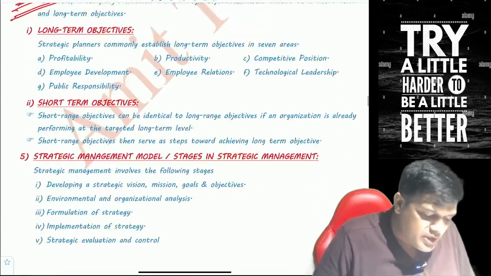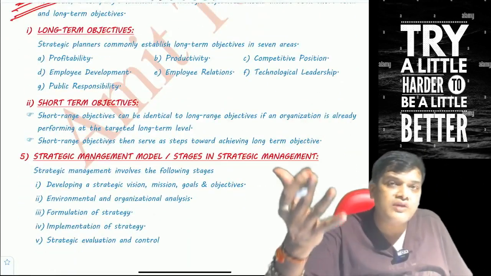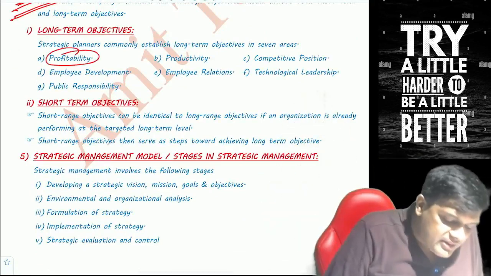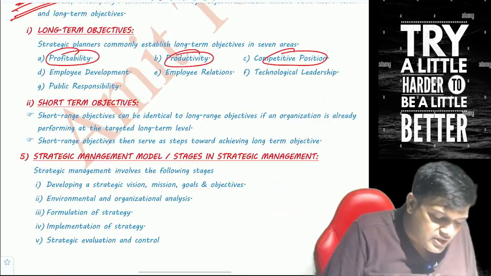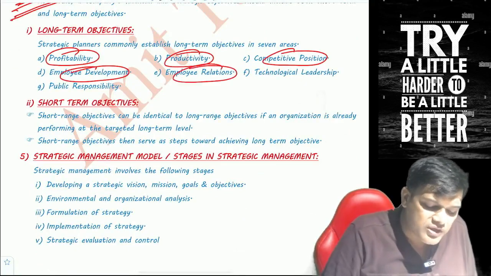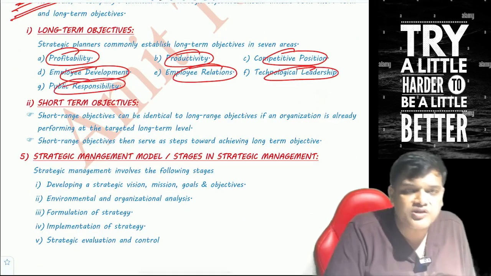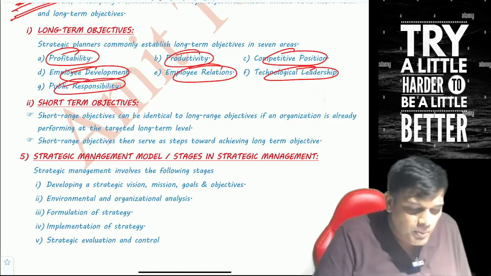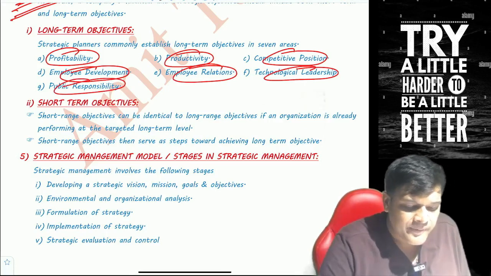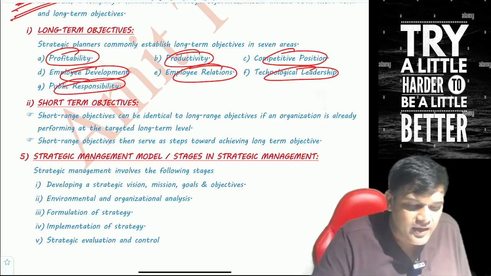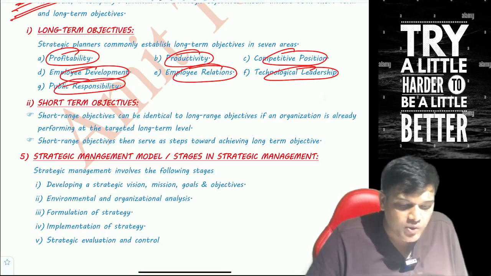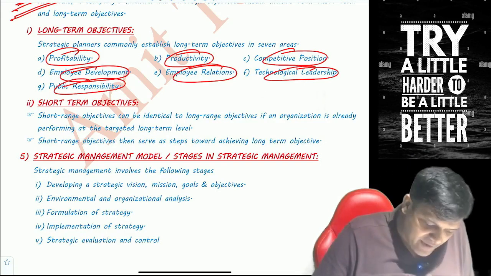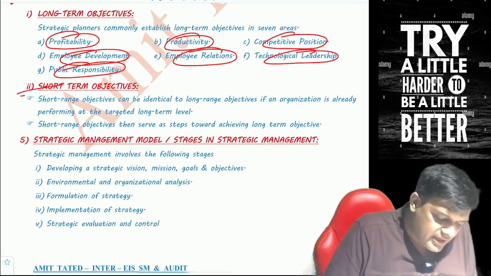And what can be long-term objectives? After 10 years, after 5 years down the line, how much profitability should there be, how much productivity, how much competitive position, how much employee development, how should employee relations be, how should technology leadership be, how should public relations responsibility be. Everybody clear? Yes or no? Okay, perfect. And next, short-term objectives, that is done.